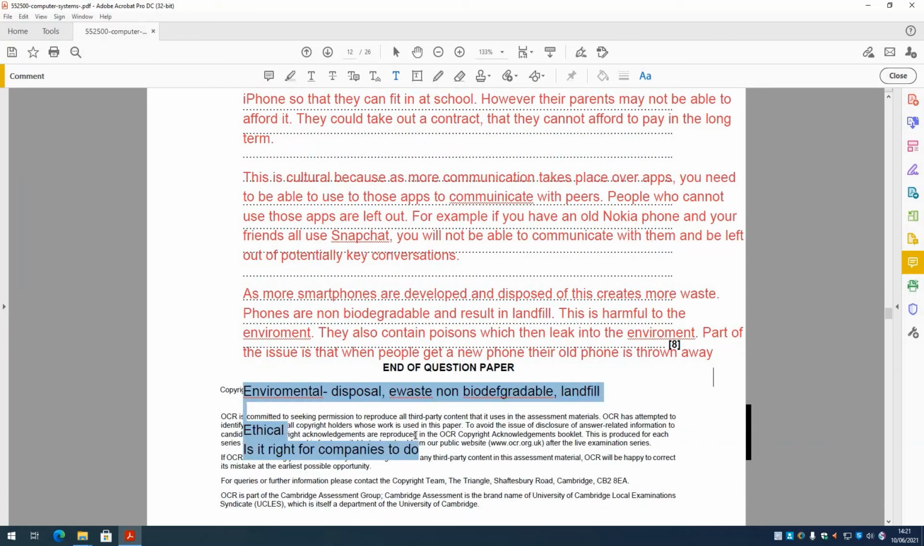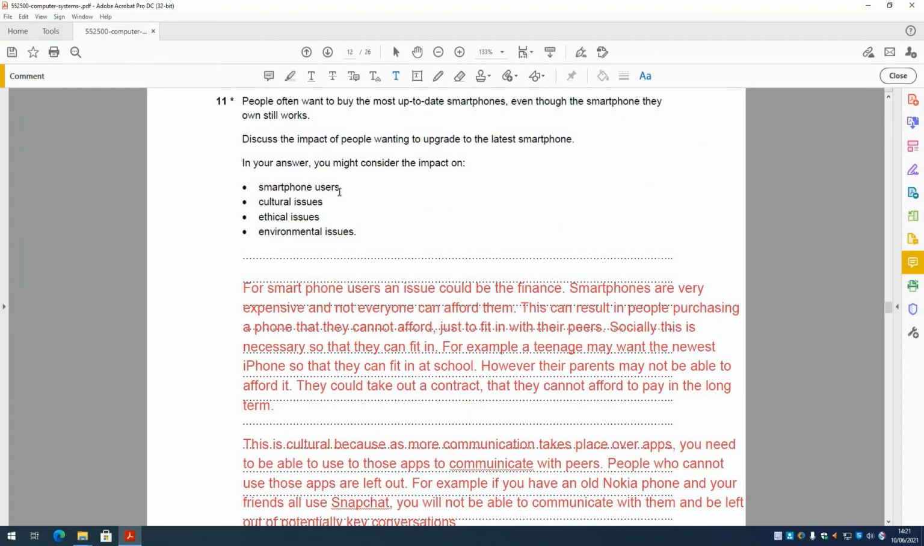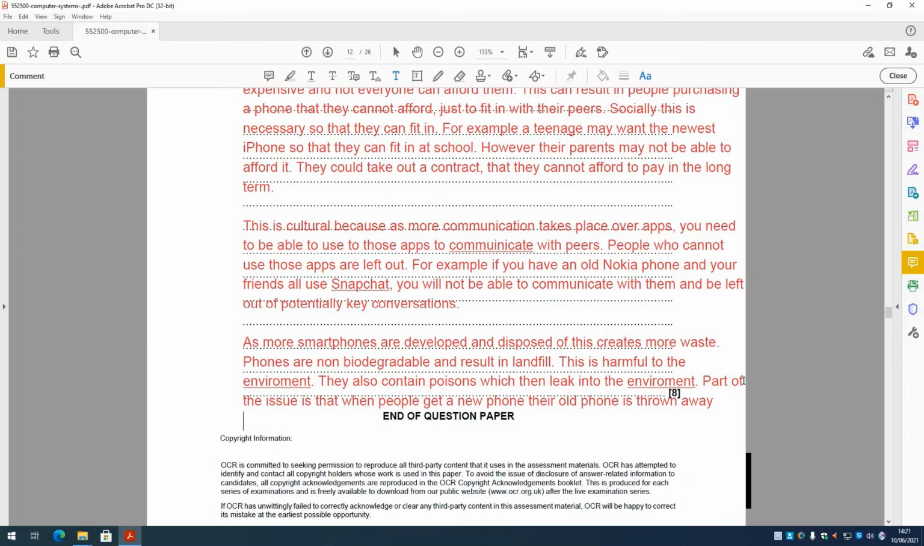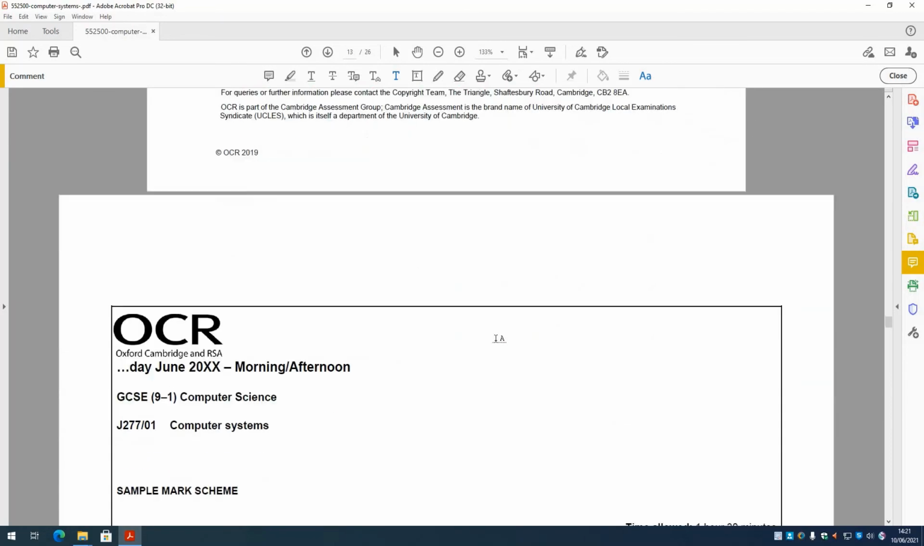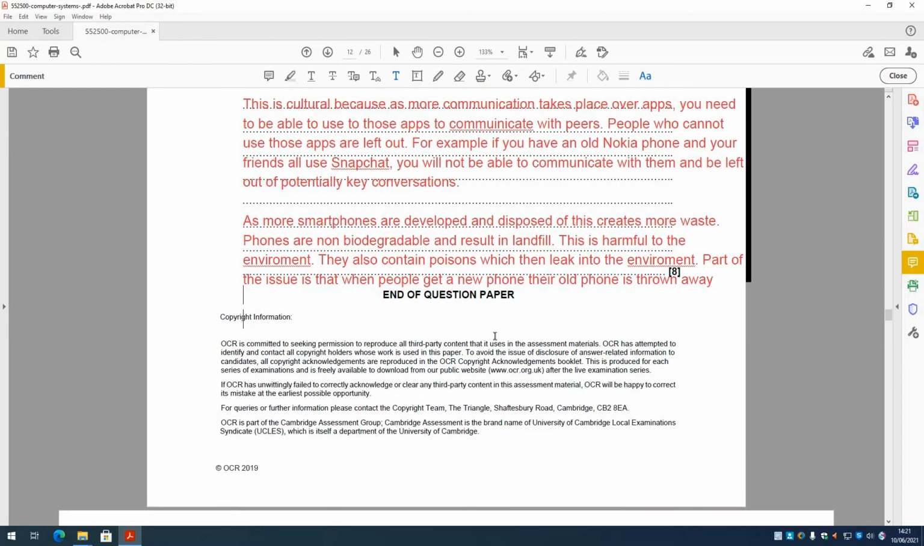Okay, good. And then we've got ethical. By now I'd be going on to my next page. We could do the ethical question of, is it right for companies to create so many phones? Is it right for them to produce and encourage others to buy them like this, because of all the damage mass production can cause?